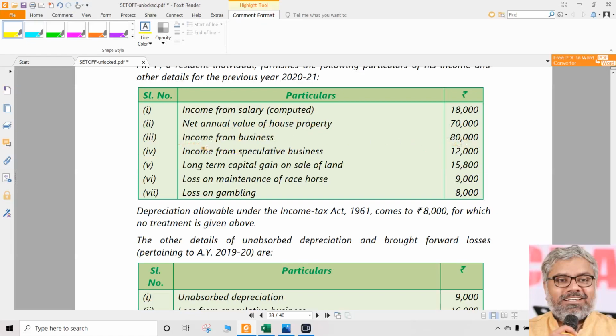Income from business 80,000 is okay, that is PGBP. Income from speculative business is also PGBP. Long-term capital gain on the sale of land is taxable under the head capital gains. These are all gains only, and we will mention them under their respective heads of income. Loss on maintenance of race horses can only be set off against income from maintaining race horses, which is not there. So there is no way to do anything about this 9,000; it has to be carried forward only.